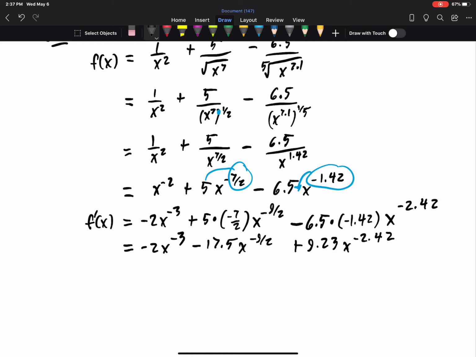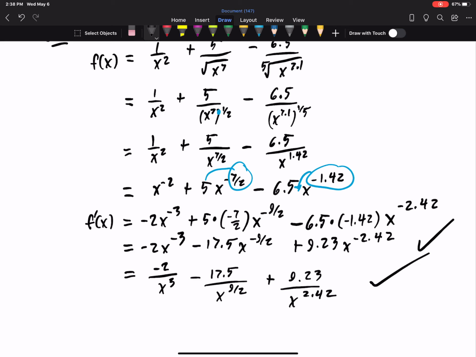Final step, if you like, you could have finished this up right here. Final step, if you like, is bringing your exponents that have negative powers back down to the denominator where they belong. So you have negative 2 over x to the third minus 17.5 over x to the positive 9/2 plus 9.23 over x to the 2.42. And then this is your final answer. It doesn't really clean up anything more than that. So this is kind of as hard as they get. Hopefully at this point, these things are starting to make sense for you.